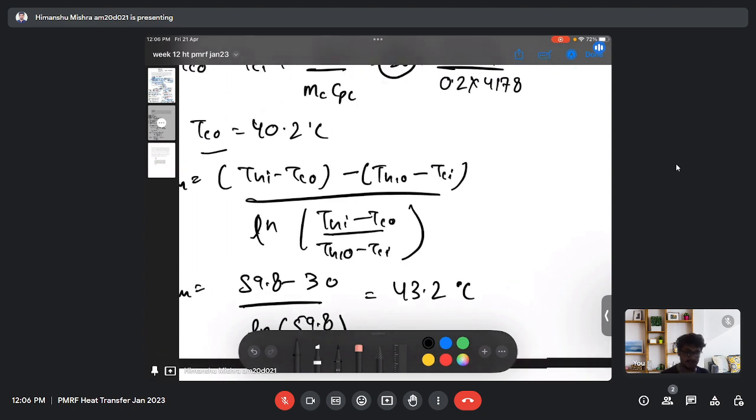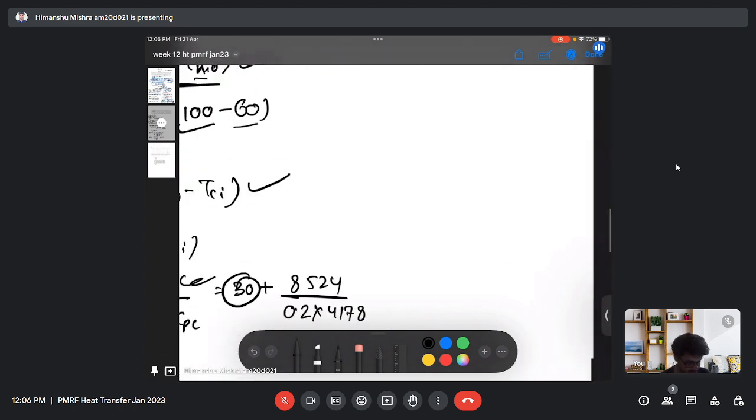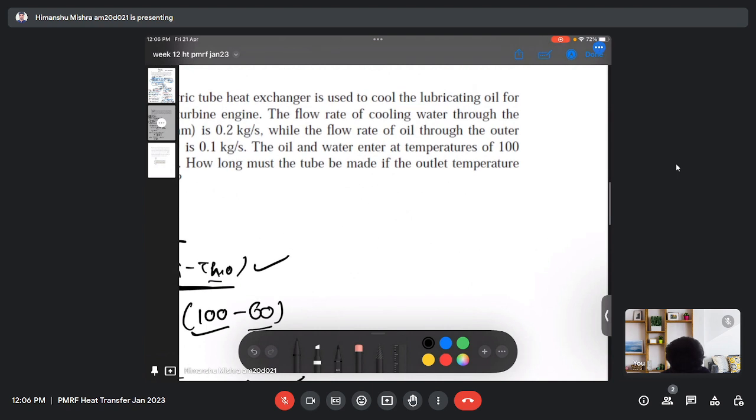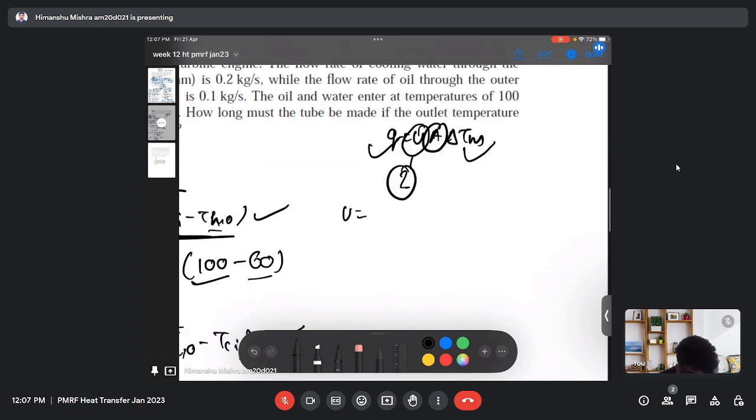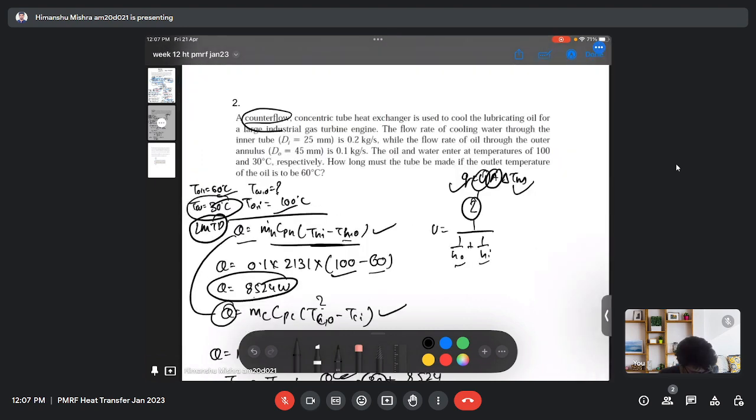So actually we need to calculate the area or the length, and we can calculate area or length by using this in the LMTD approach. So this is unknown. We already know this, but we don't know the overall heat transfer coefficient. The overall heat transfer coefficient is given by 1 by h naught and 1 by h i. This is my heat transfer coefficient at the outlet of the tube, and this is my heat transfer coefficient at the inlet of the tube.